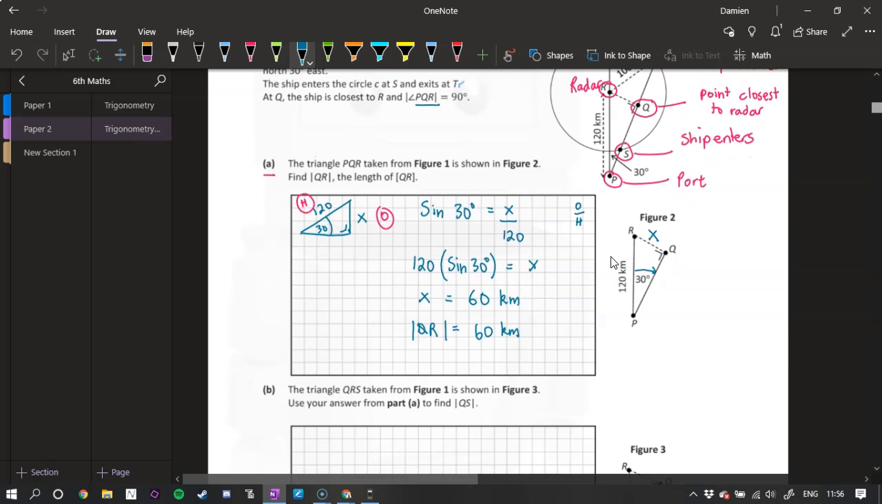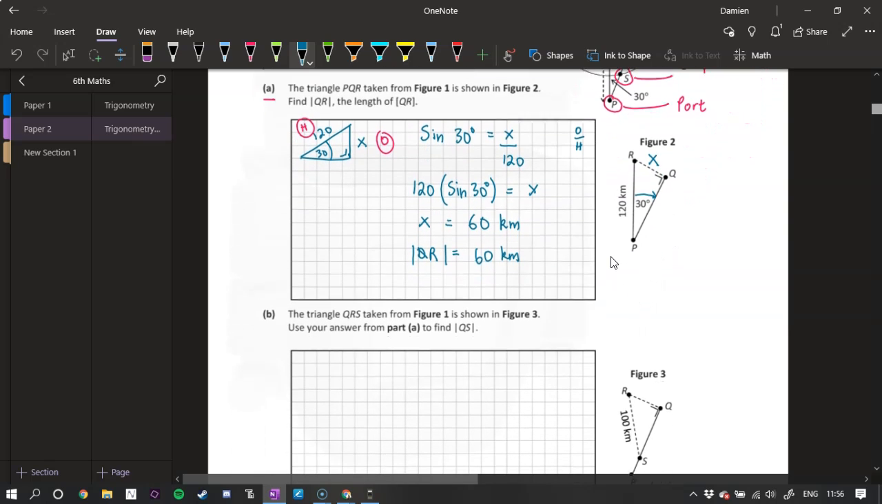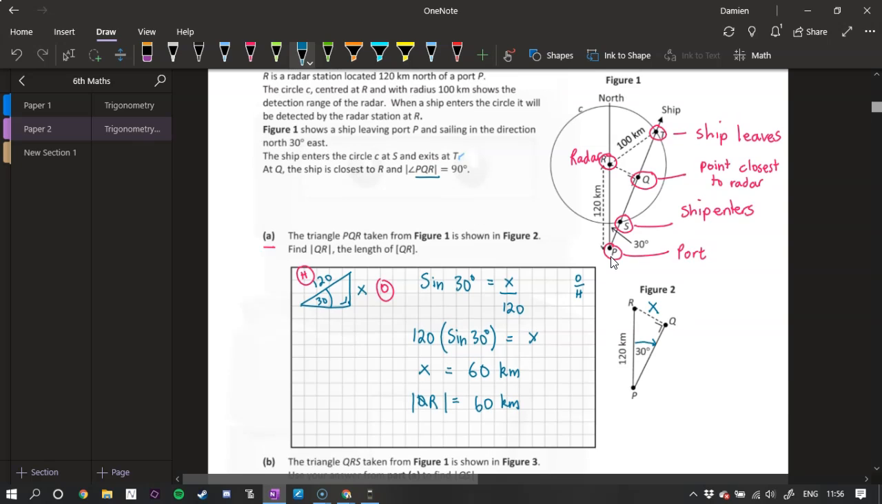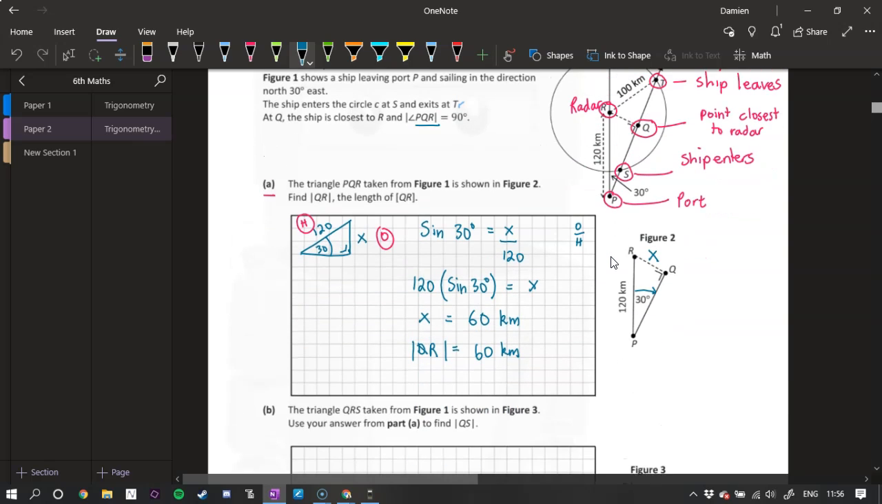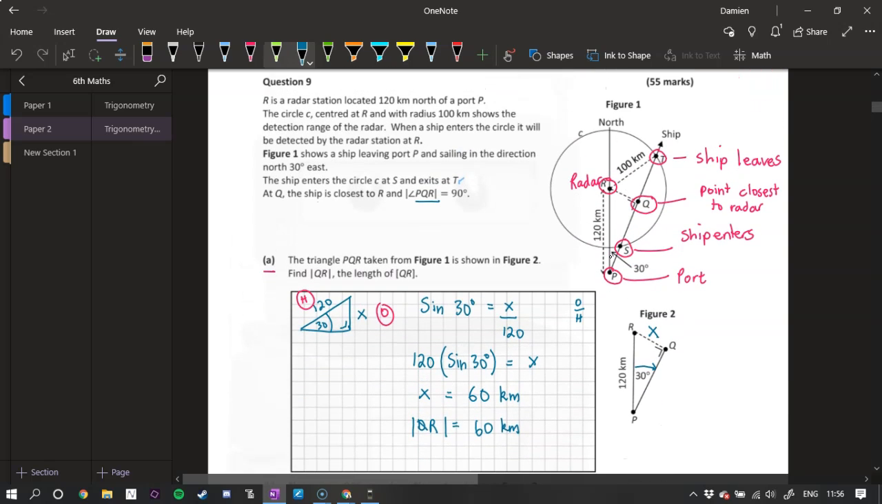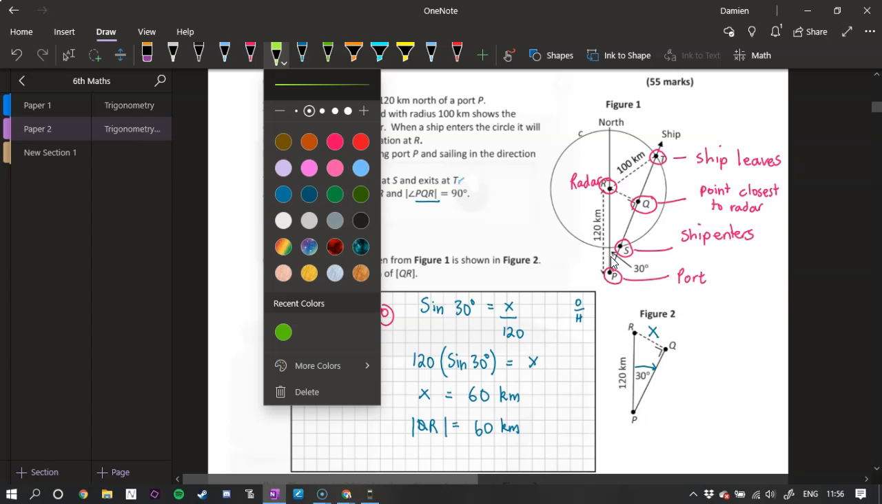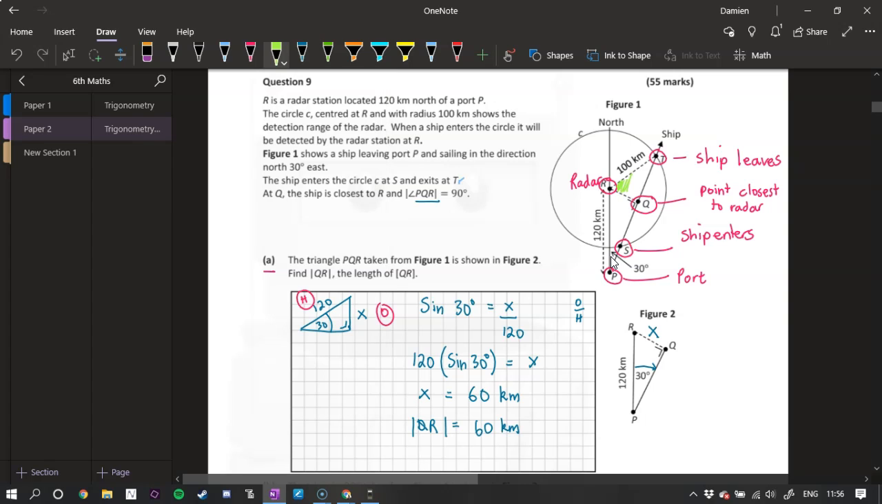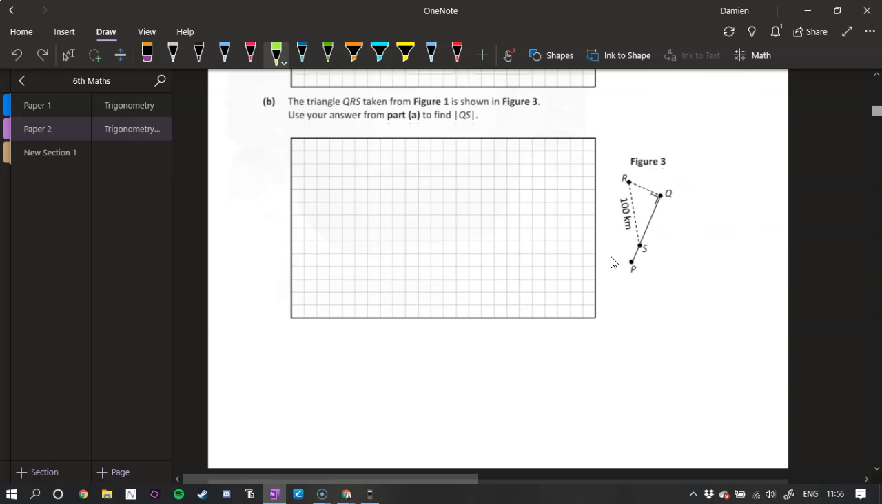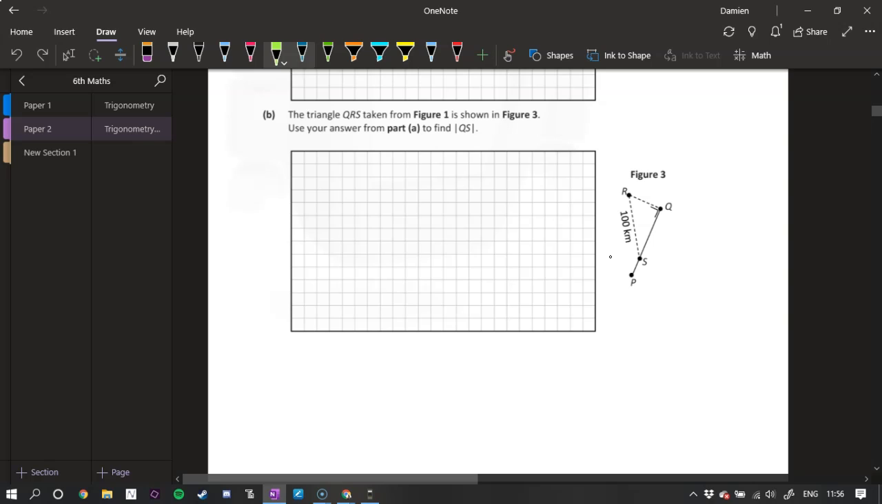The triangle QRS is taken from figure 1 and is shown in figure 3. So now we're dealing with the other triangle, that triangle there, and again, that one has just been brought down there. That's all. Let's go ahead and have a look at it. So again, QRS here. Let's try out this triangle and see if we can make sense of it.